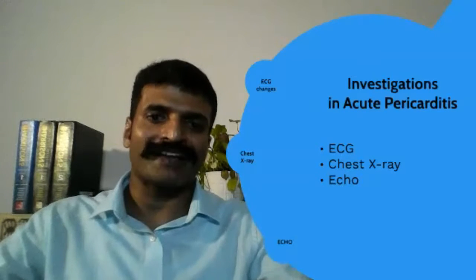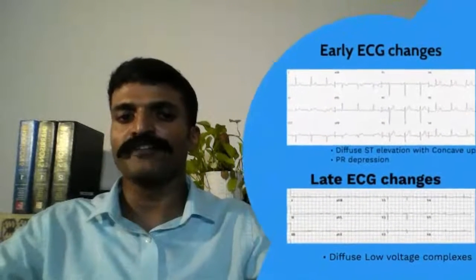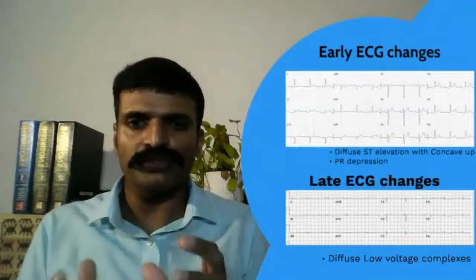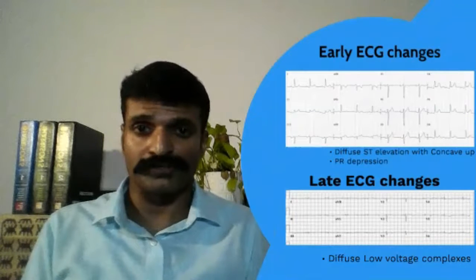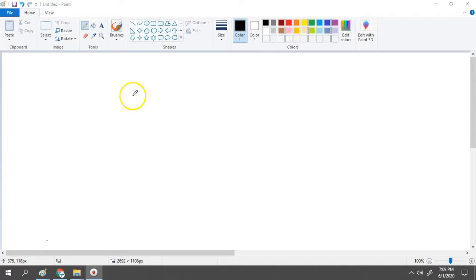So, when you do an electrocardiography, you will see changes during the early phase and late phase. Let us now discuss how the ECG changes occur in a case of pericarditis. In order to understand the ECG changes in pericarditis, the first thing we need to understand is that the ECG changes in pericarditis are due to inflammation in the underlying myocardium, right?